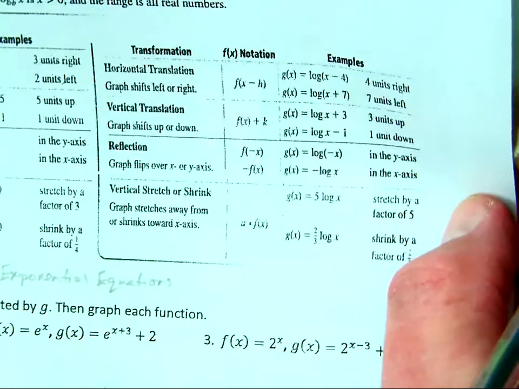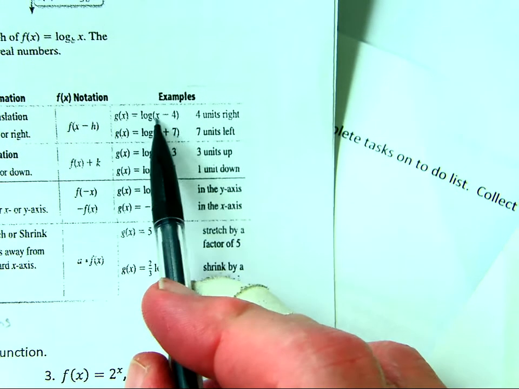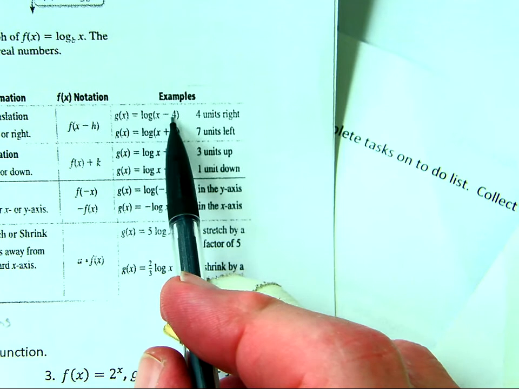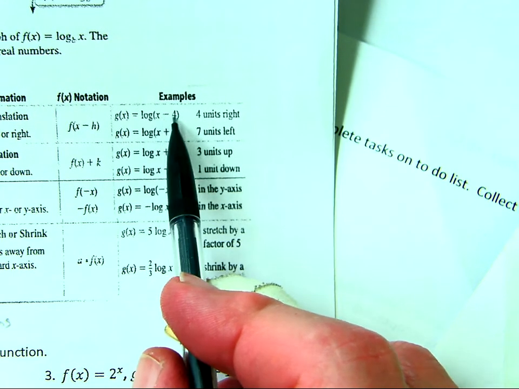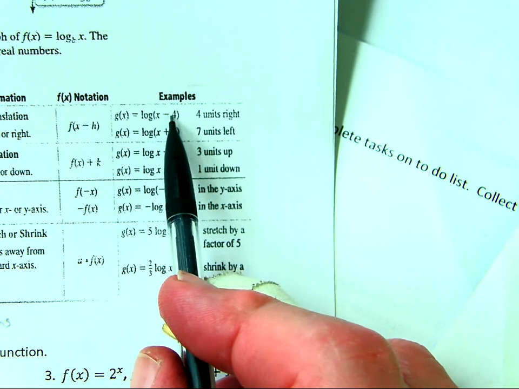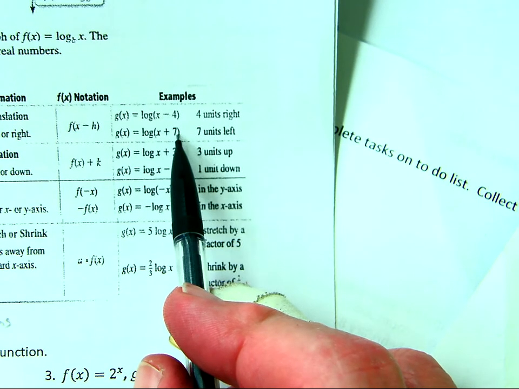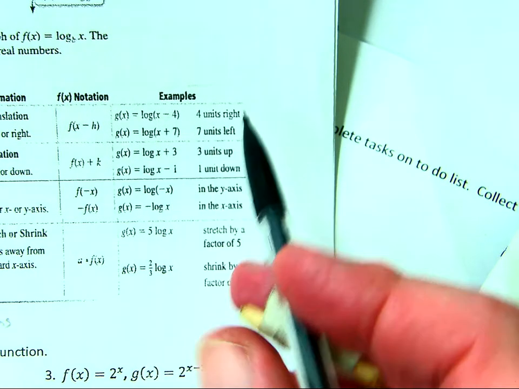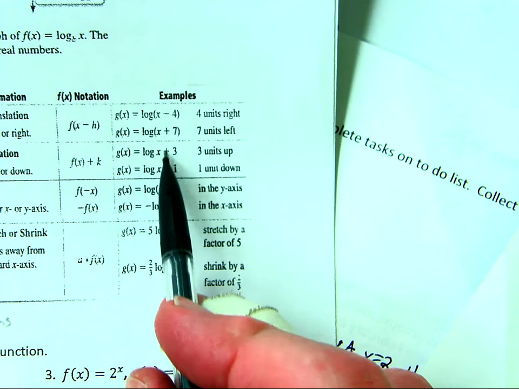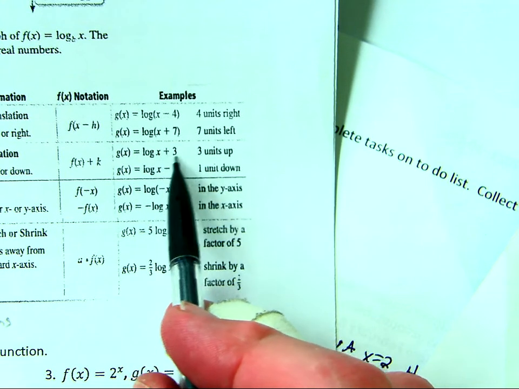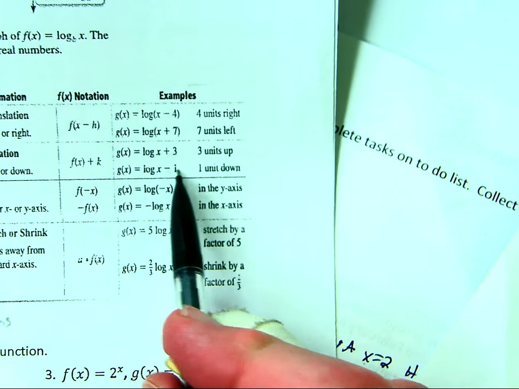Now the same thing holds for log equations when we start with those. So like here, in the parentheses with the x, we have a -4. So that means right 4. If it's in with the x like that, it's left or right, and you always think opposite, so that's right 4. Here it says x plus 7 in the parentheses, so that's left 7. Notice here, the plus 3 is not in the parentheses with the x. It's out here on its own. That means it's vertical, so that plus 3 means up 3. Or here, -1 means down 1.